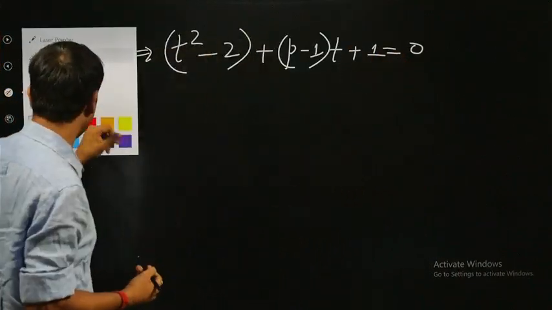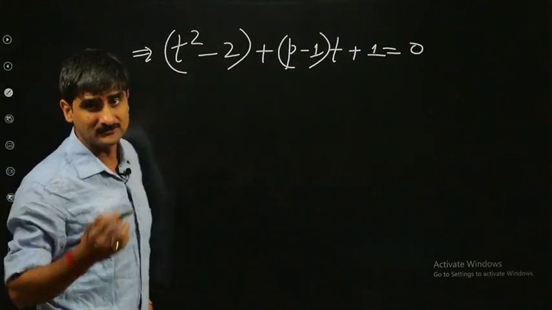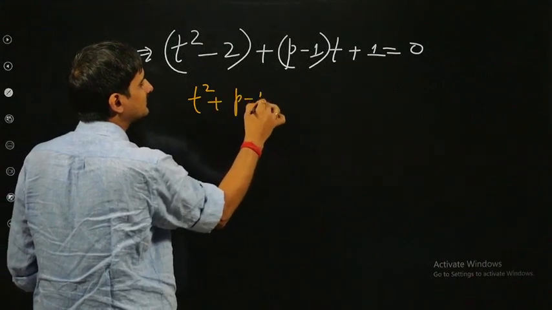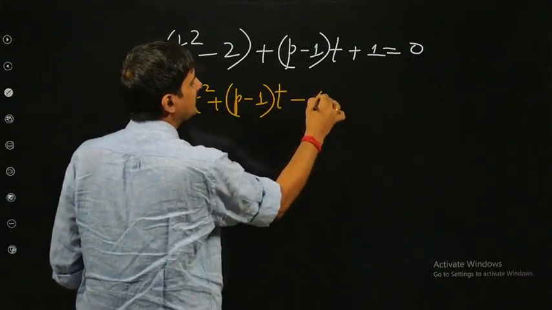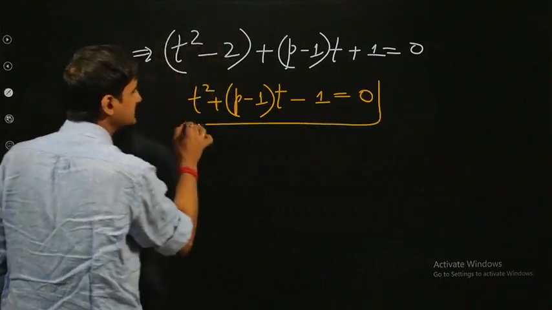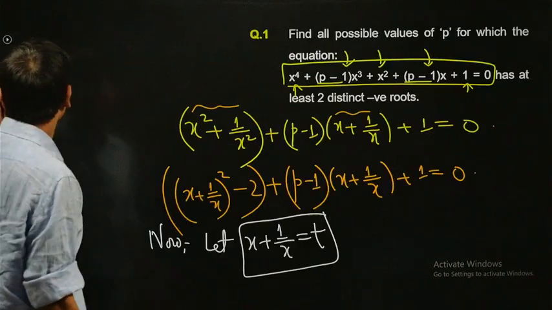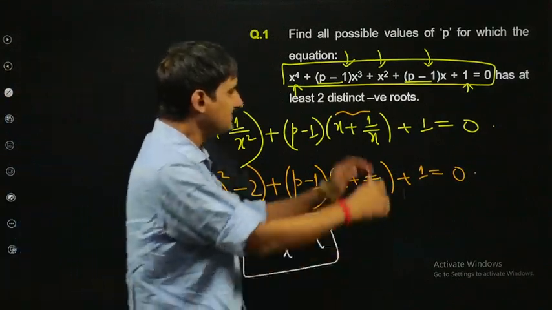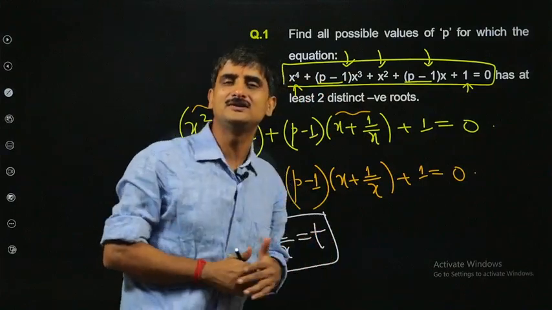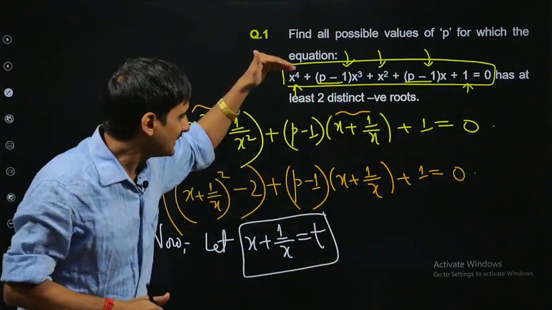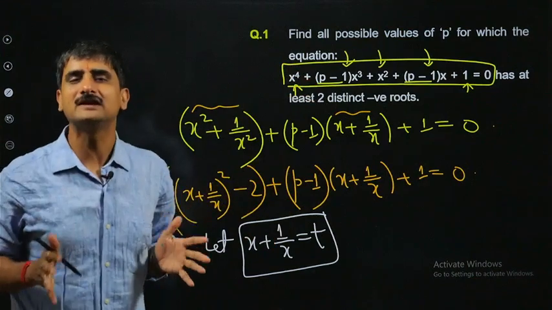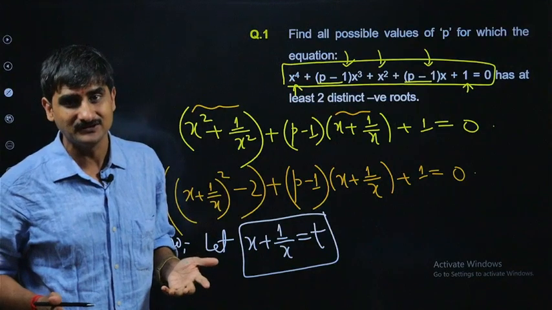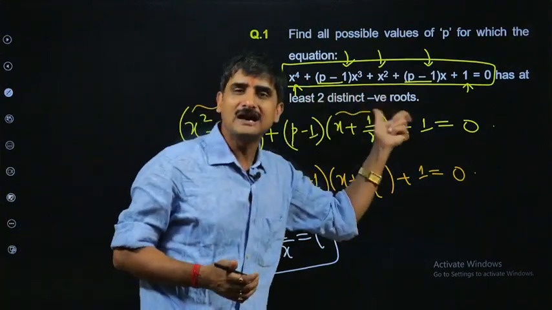So now you have a simple quadratic in terms of t. So t square plus p minus 1 times t minus 1 equal to 0. Now let's get its roots. I haven't discussed the exact statement of the question. Just by looking at the equation, this is how we need to start. Without thinking anything else, I just converted it to quadratic form because I knew I could convert it because of this type of equation.